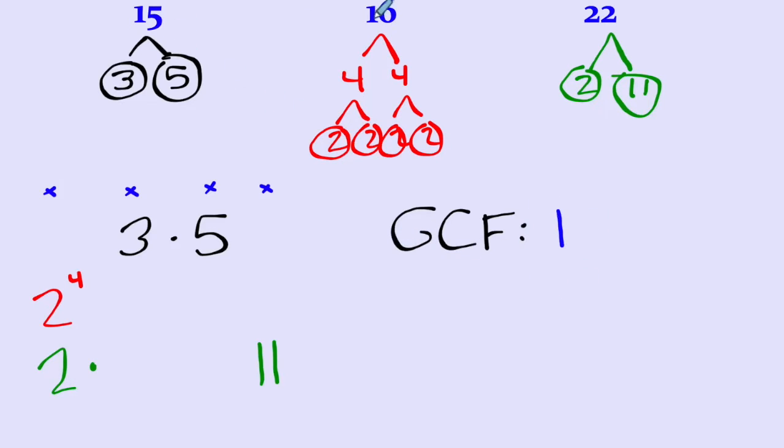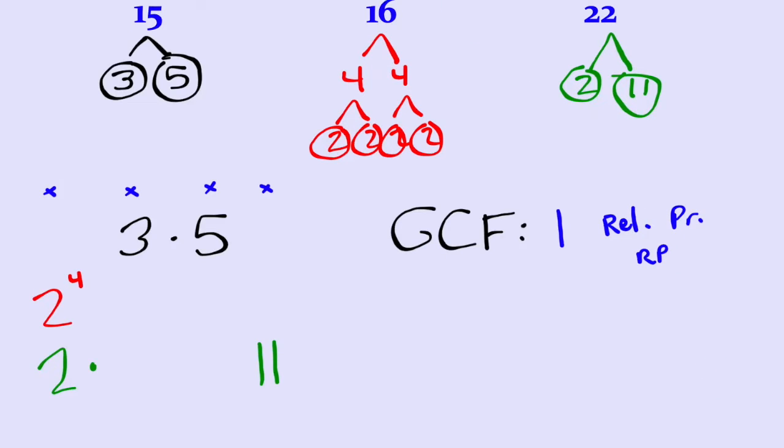The 1 is always a factor to every number. When nothing is shared, I can't take any 2s because they don't share 2s. I can't take any 3s. I can't take any 5s. I can't take any 11s. When nothing is shared, the greatest common factor by default is a 1. And this is called relatively prime, or RP if you want to abbreviate it, relatively prime.